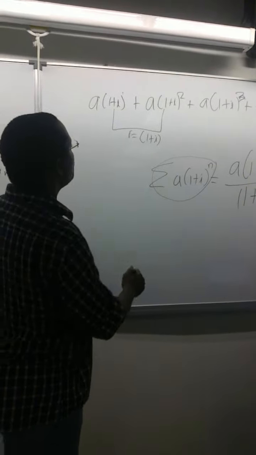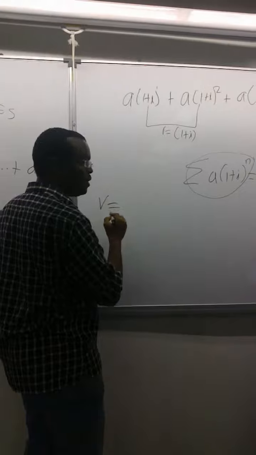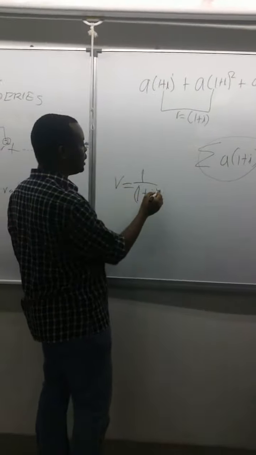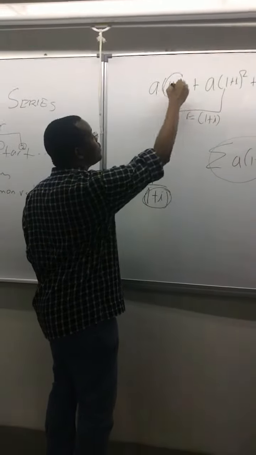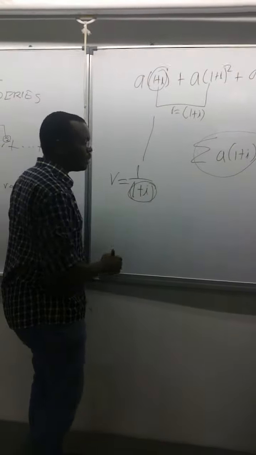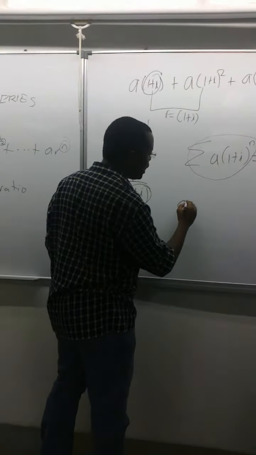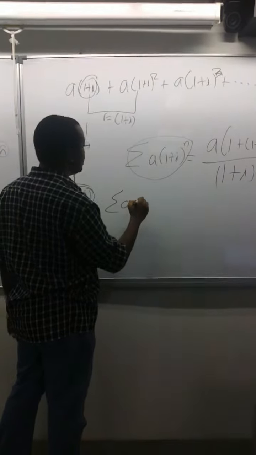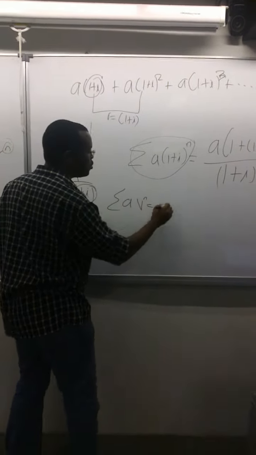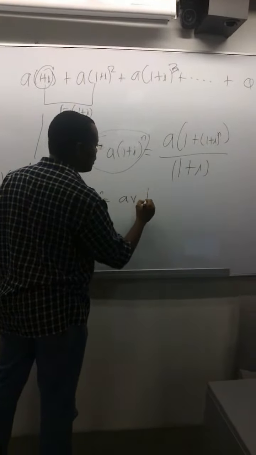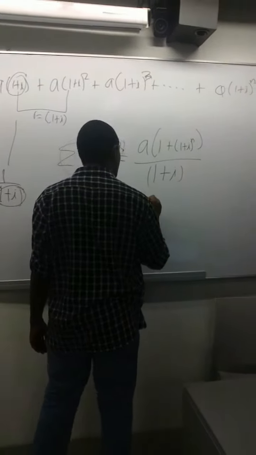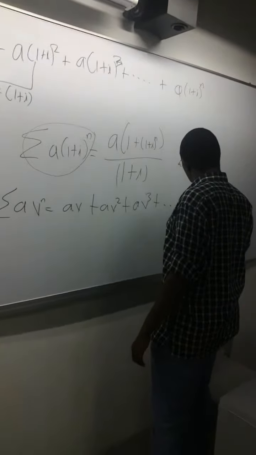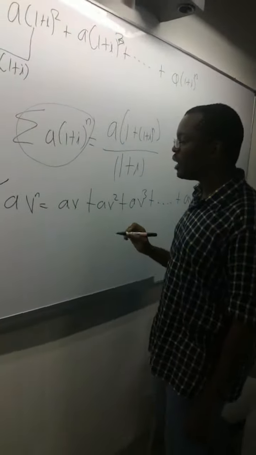Now, let's say we use this multiple, which is equal to 1+i. We take the inverse of this to get 1 over 1+i, which we call v. So in this case, we shall have the summation of a v^n, which equals a v plus a v^2 plus a v^3 plus ... plus a v^n. That way we can find out.